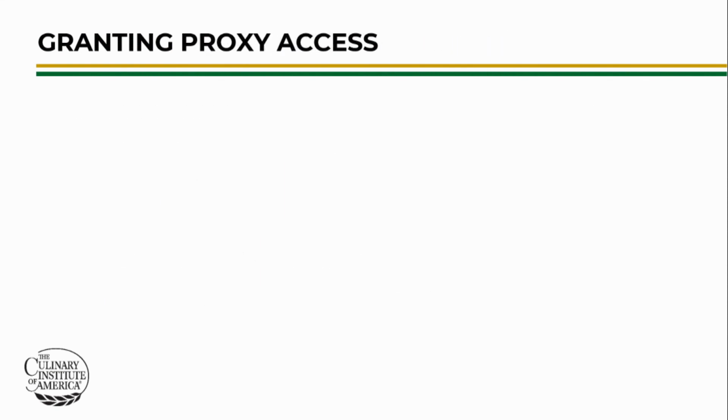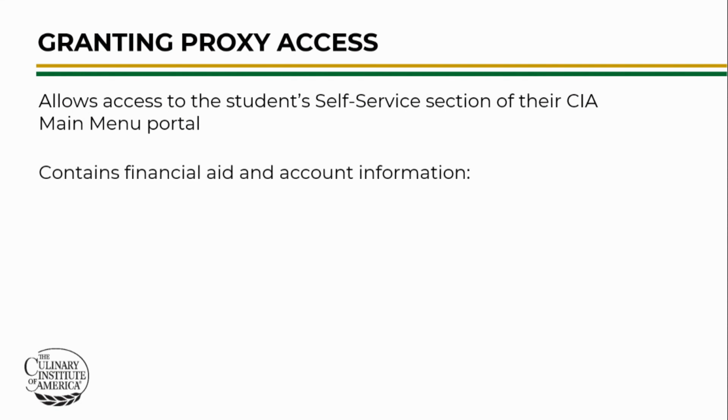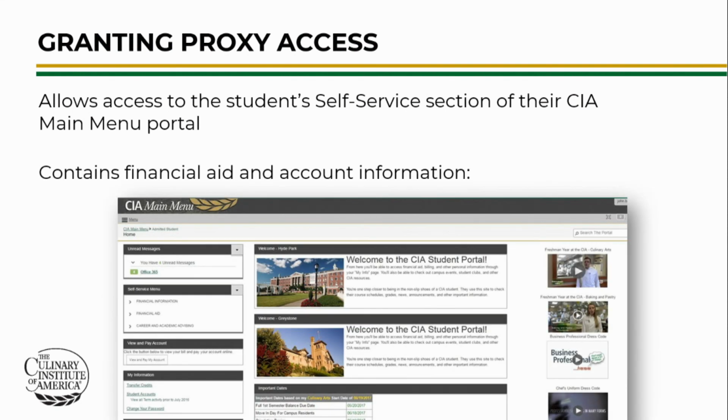So I'm going to hand the mic over to Tony now to talk about the next access. Thanks, Hollis. So Hollis went over what's called FERPA access, which is a government regulation. The next two pieces of access we're going to go over deal with access to specific parts of the CIA main menu portal. So the first one we're going to go over is called proxy access. This allows access to the self-service section of the main menu portal. So this section contains specifically their financial aid and account information.